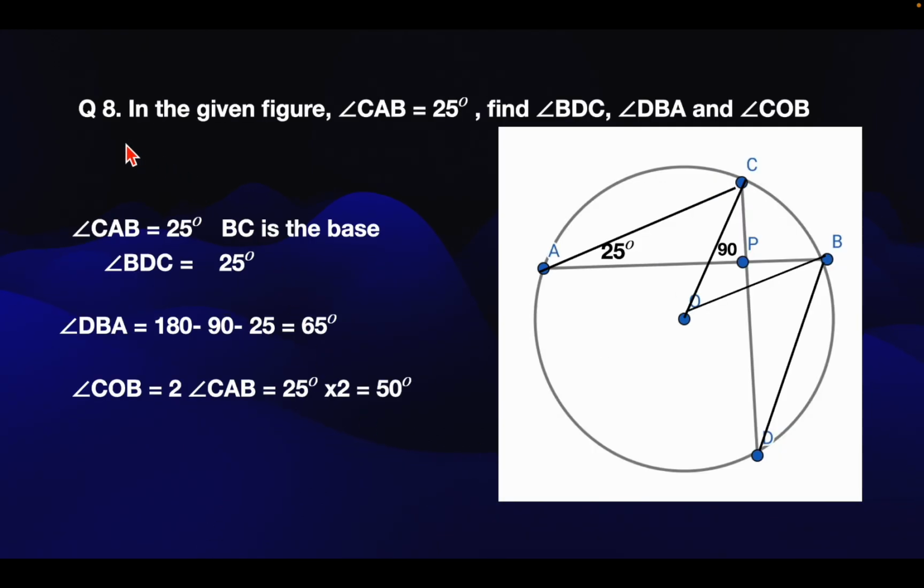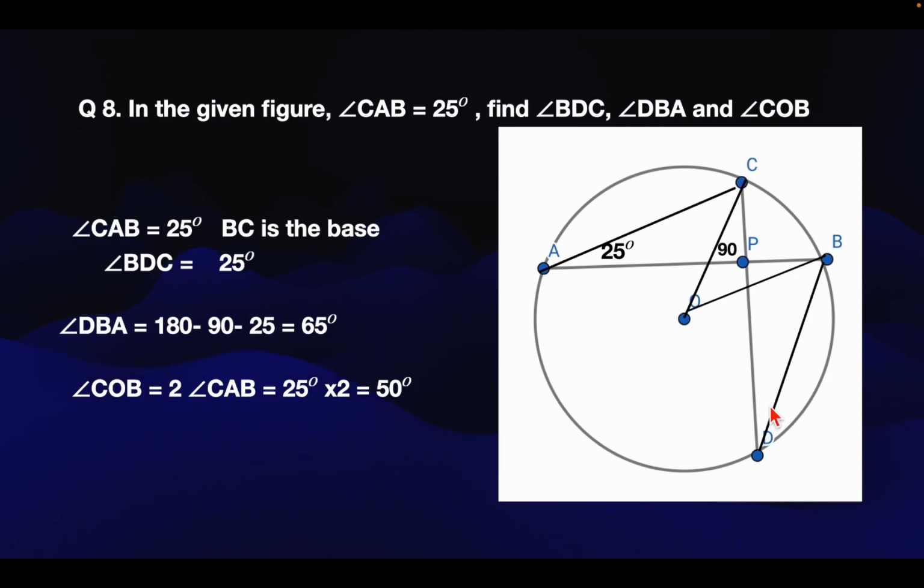Question 8. In the given figure, CAB is equal to 25. This is 25 degrees. Find BDC, DBA and COB. These two lines are also given, and this is a 90 degree angle. CAB is 25. We have to find BDC. Let's see, where is BDC? What is this angle they are asking us to find?